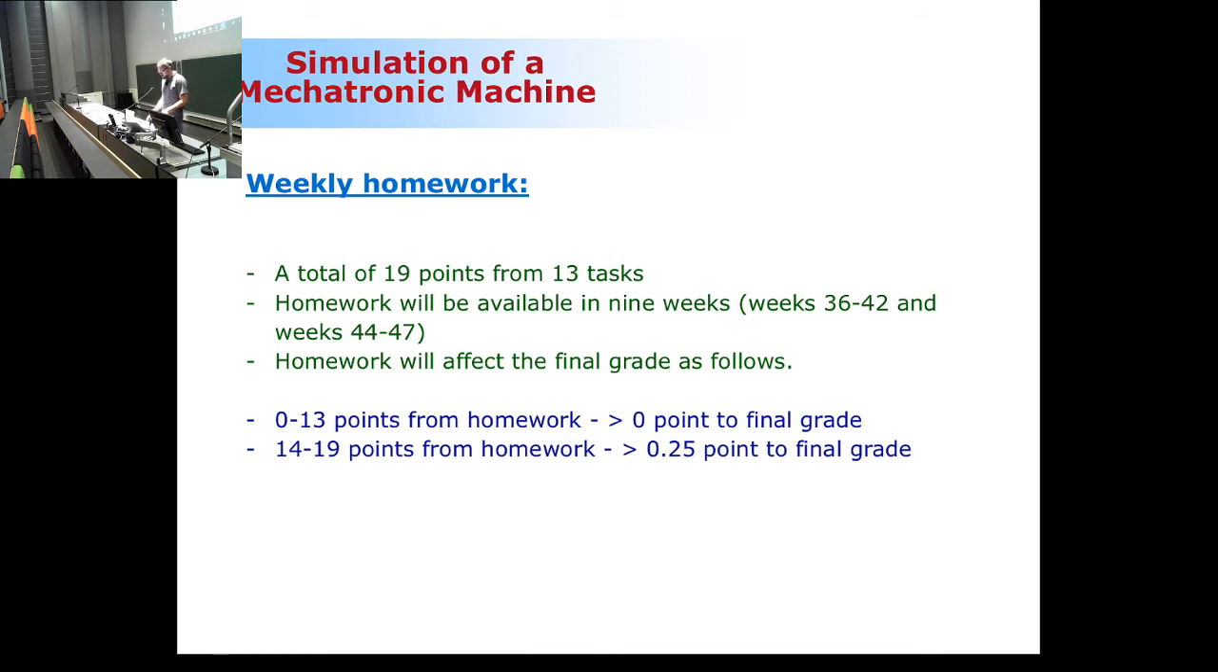Weekly homework. There is a total of 19 points from 13 different tasks. The first one is already out there on the Moodle site, so you can take a look at how it seems to be. If you score 14 or more points, I will give you an additional 0.25 points. So you don't necessarily need to do all the weekly homework, but a good part of it. That's enough if you do 14 points. And how is the scoring situation? I will let you know. I'm hoping that the update will be available every week on the Moodle site.